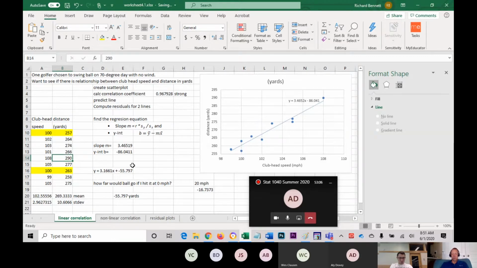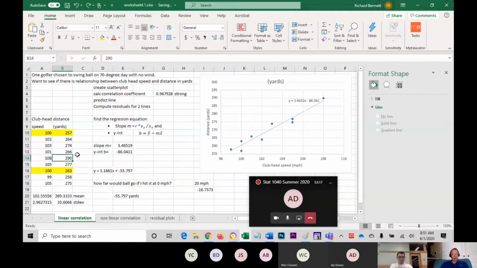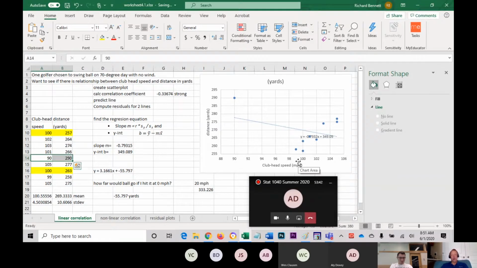If it was 500 yards, okay, now it's clearly an outlier. We've really changed this. And if I change this to, let's say 90, okay, that's clearly an outlier. In fact, the line doesn't even match. You see that the line is negatively sloped, even though most of these are positively sloped. So outliers can have a huge impact on your data.